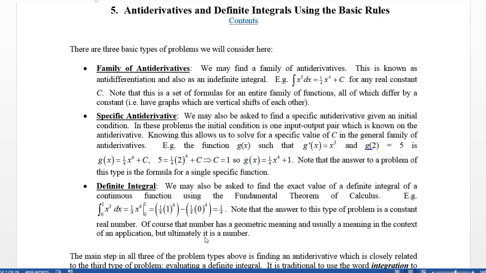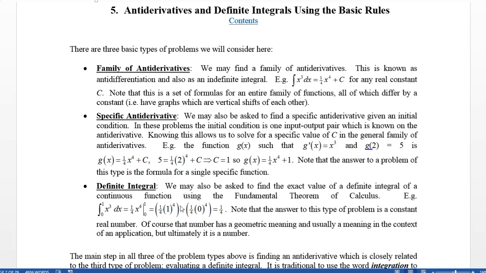Now, of course, that number has a geometric meaning in terms of the graph. For example, we know it's the area under the curve y equals x cubed, and above the x-axis between x equals 0 and x equals 1. That bounded region there has an area of 1/4. And in the context of a real-world problem, this probably has some physical interpretation as well. But ultimately, it is just a number.